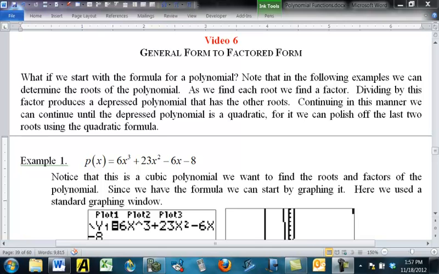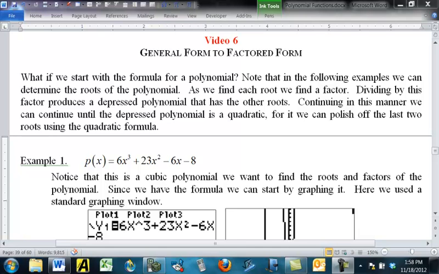Okay, well, we're back with our sixth video here on polynomial functions, and we're going to take a polynomial given to us in the general form and find the factored form, which is really equivalent to finding all the roots and their multiplicities. So that's what we're going to do. We're going to use our graphing calculators to help us find some roots, or at least approximate ones.